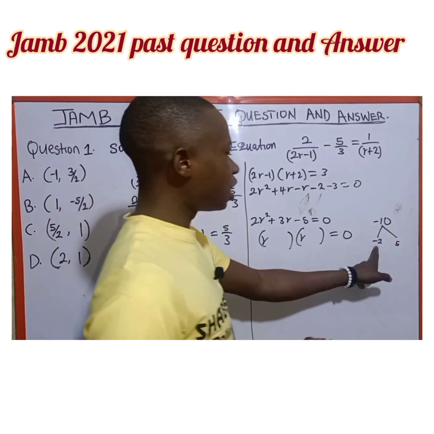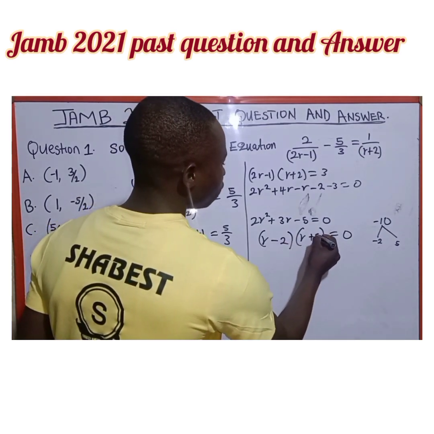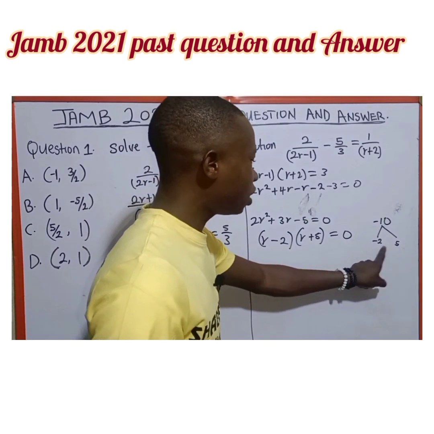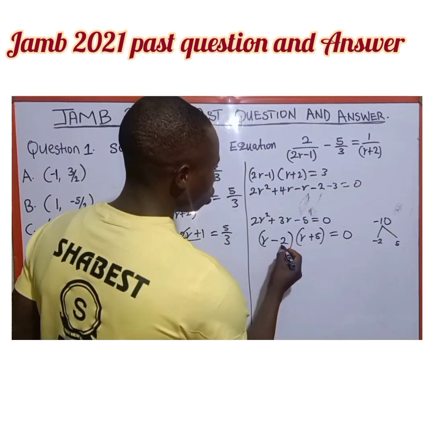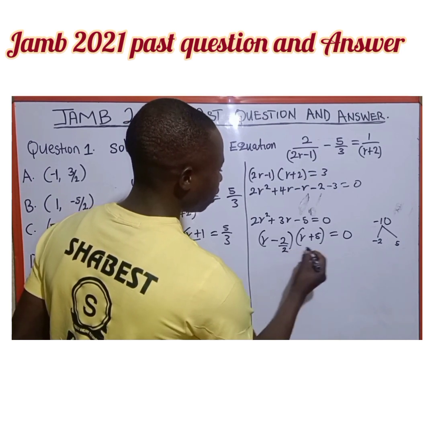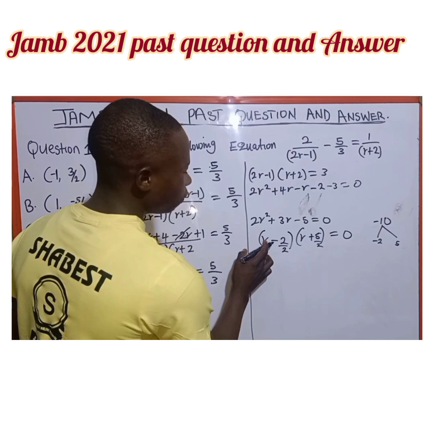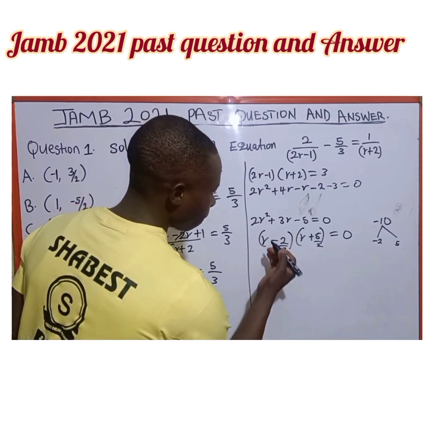So the numbers are -2 and 5. Then you now say -2 then +5. The next thing we are going to do is to divide these two numbers by 2, which is the leading coefficient. So we are going to have -2 divided by 2, then 5 divided by 2. We are going to have a negative r; -2 divided by 2 is going to give me -1.